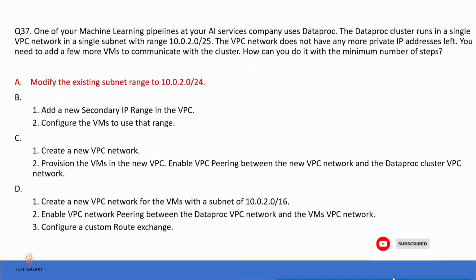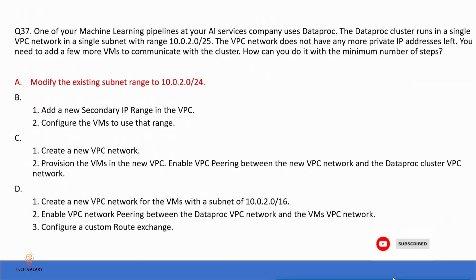Now let's take a look at option D. Create a new VPC network for the VMs with a subnet of 10.0.2.0/16. Enable VPC network peering between the Dataproc VPC network and the VM's VPC network. Configure a custom route exchange. This option is incorrect because there is no need to create a separate VPC, and creating a new VPC network for the VMs with a subnet of 10.0.2.0/16 will result in a much larger address range than needed. So this will consume more IP addresses than necessary, and it could potentially lead to IP address wastage.